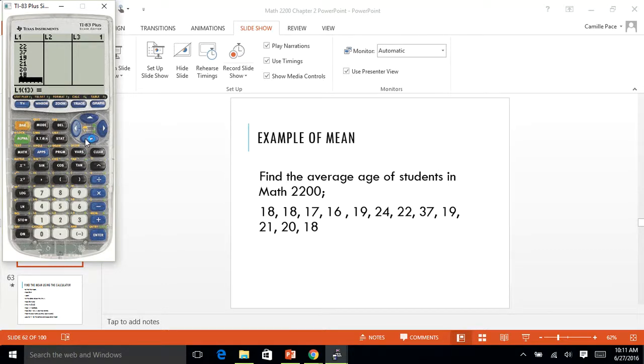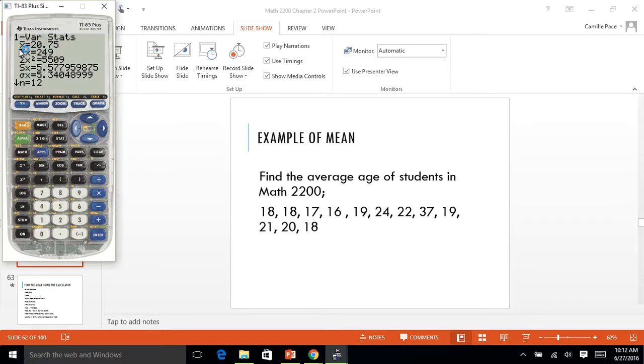So what I'm going to do now is I know I have 12 data values, and I'm going to just make sure that I put them all in. I'm double checking my work because I don't want to do anything incorrectly. So they're all in there. Okay. So then the next thing I do is I hit stat again and I scroll over to calc. And then you see it says 1-Var Stats, I'm going to hit enter and enter again.